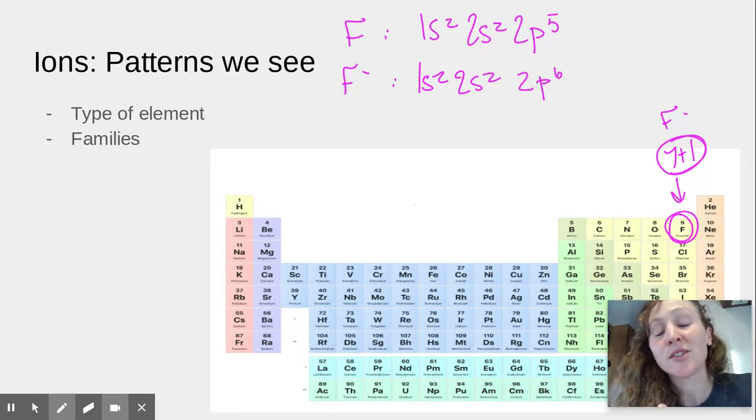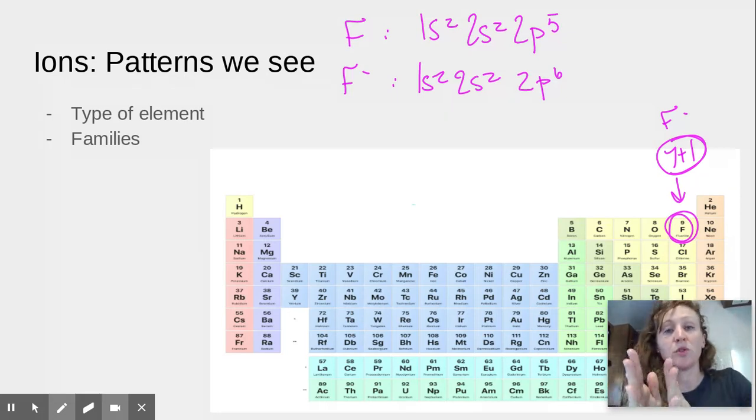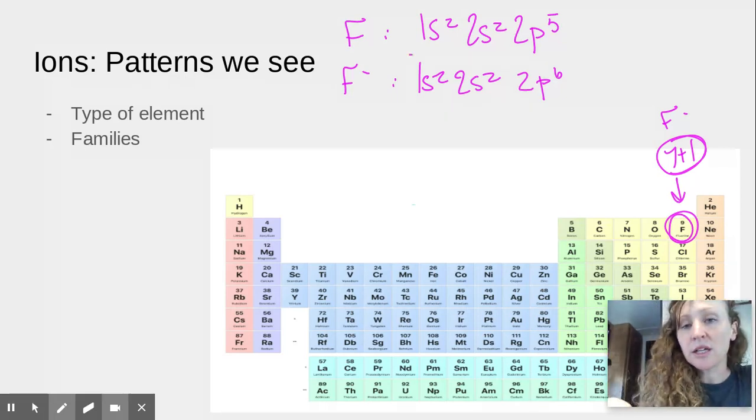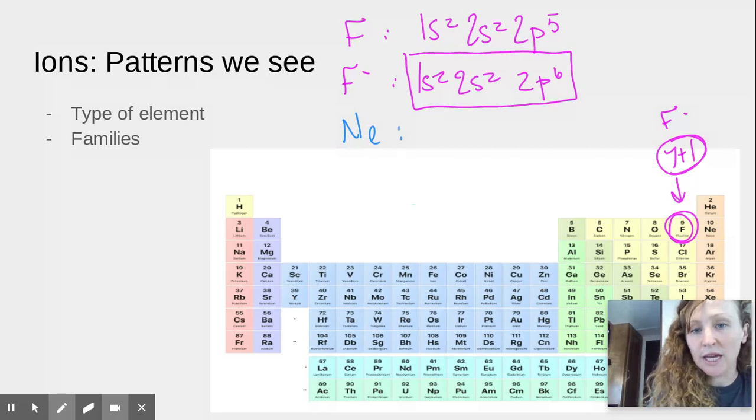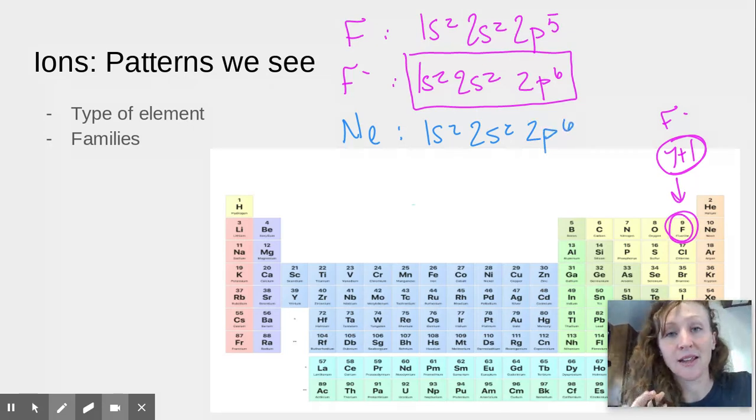And notice we talked about how ions gain or lose electrons in order to match the stability of the noble gas. Well, look at the electron configuration for fluoride. It matches the electron configuration for that noble gas that it is closest to. It's exactly the same.